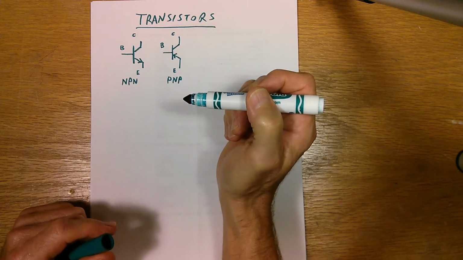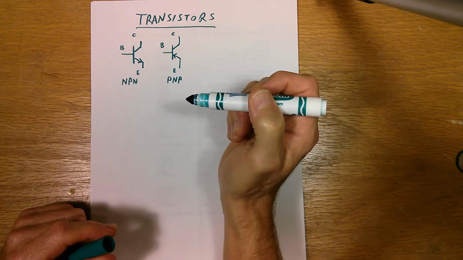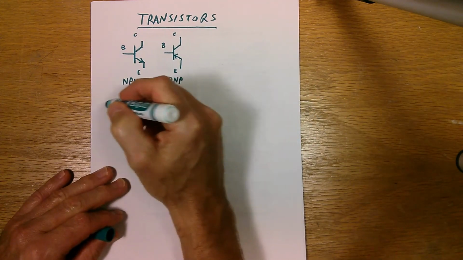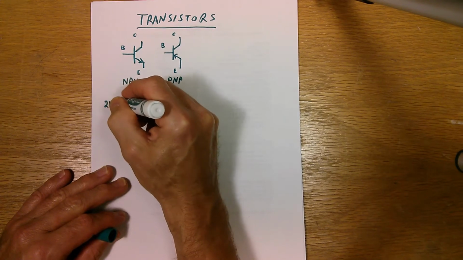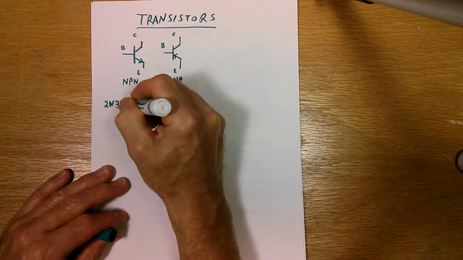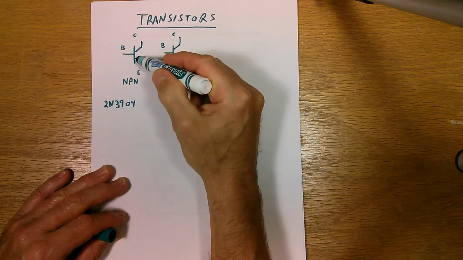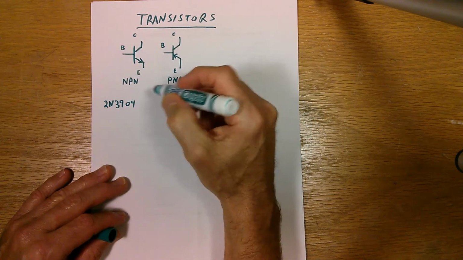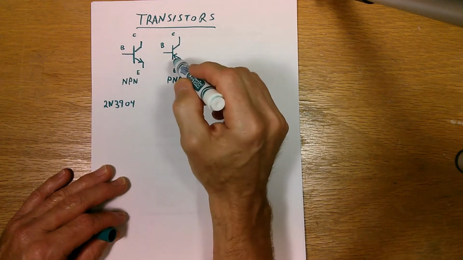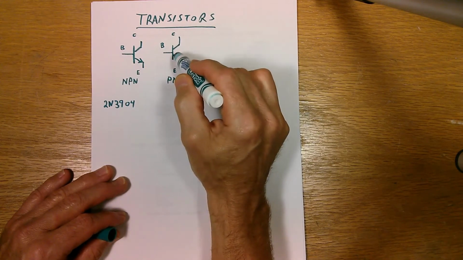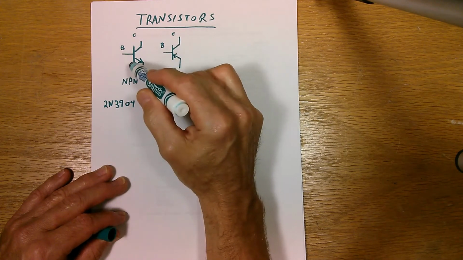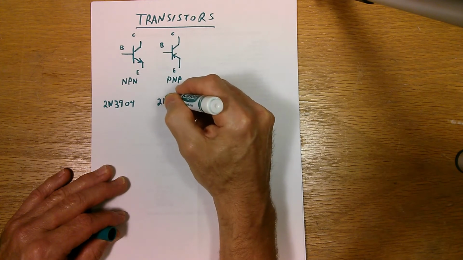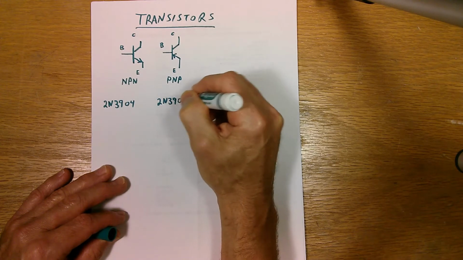Now, I'm going to talk about probably one of the most common transistors that people use, and it has the number 2N3904, and that is an NPN transistor. It's of this form. There's what they call a complementary. It's very similar in characteristics to the NPN, but it's the different polarity, and its number is 2N3906.